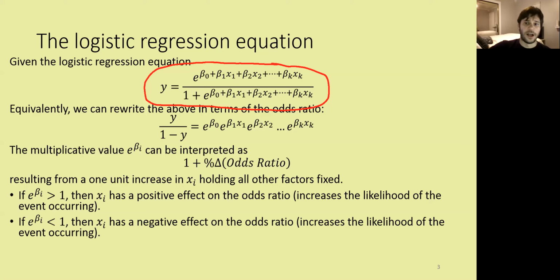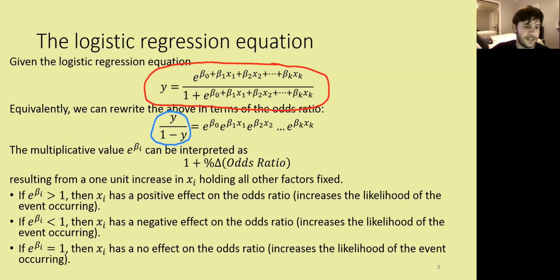So when you multiply the other e to the beta terms by e to the beta for the variable you're looking at, it has the effect of shrinking the entire left-hand side of the expression, which is the odds ratio, meaning that if the left-hand side gets smaller, the likelihood of the event happening is getting lower. If e to the beta i equals 1, that means the beta value itself is 0. Anything to the 0 power equals 1, and that tells you that the x variable itself has no significant effect on the likelihood ratio.